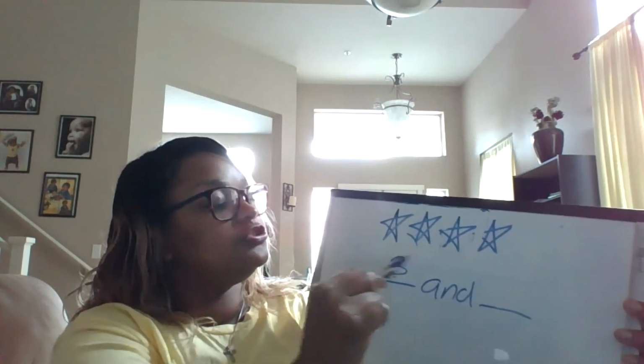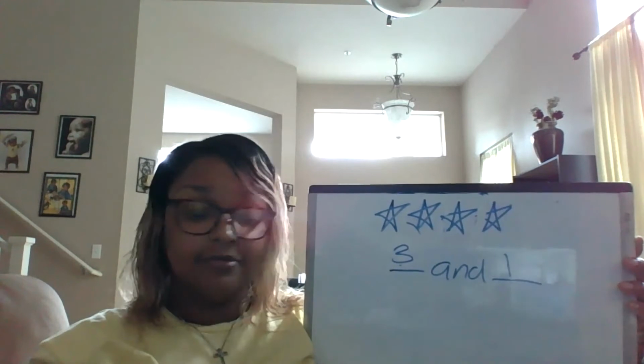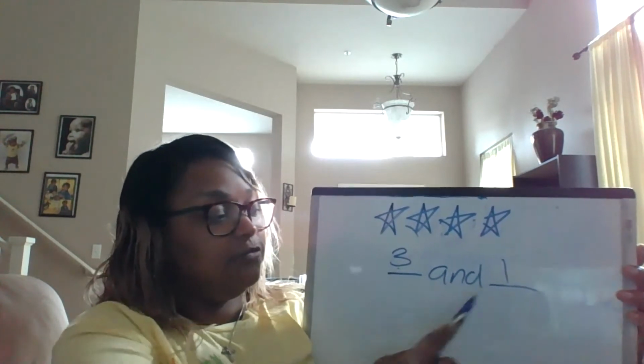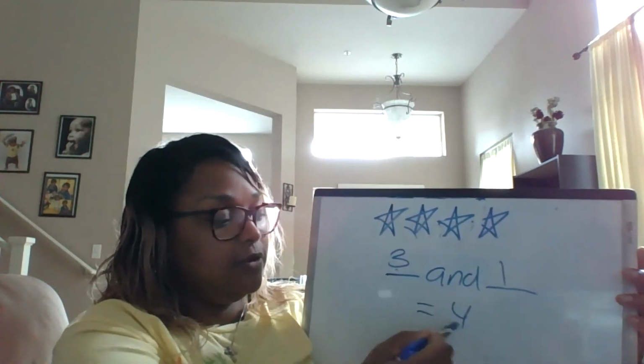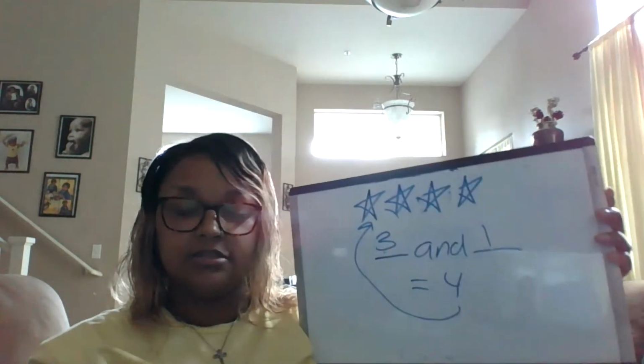Could this picture show 3 and 1? It can, because 3 and 1 equal 4. And there are 4 stars up here. Okay, so you have to make sure it matches, friend.